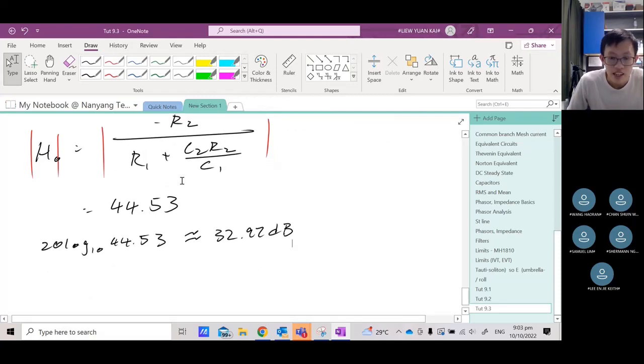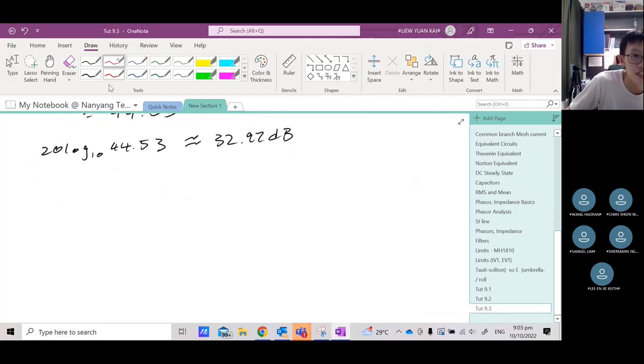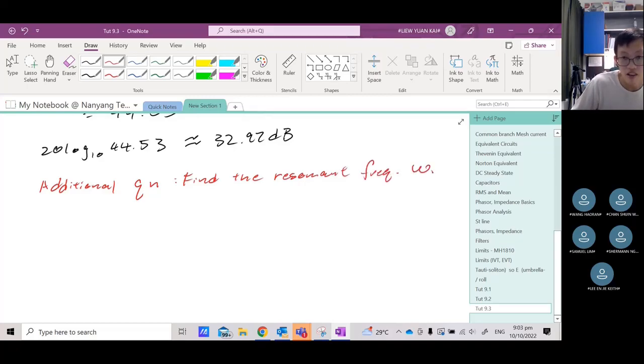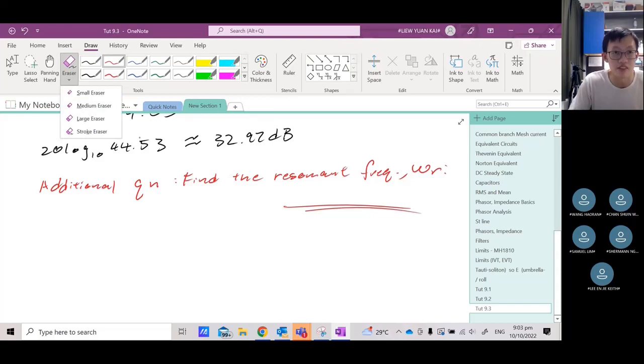Okay, I want to add an additional question because it is possible that they ask you this. The additional question is this: find the resonant frequency, omega R. Yeah, it is possible that they ask you how to find the resonant frequency.